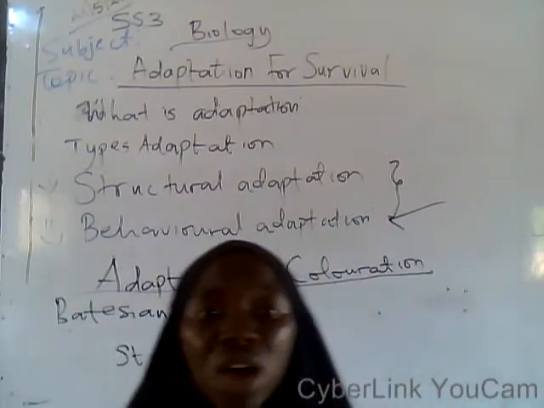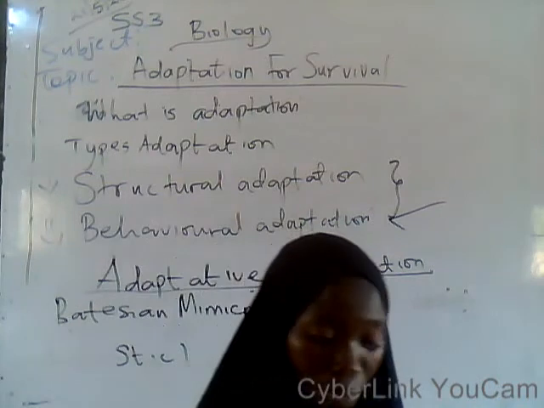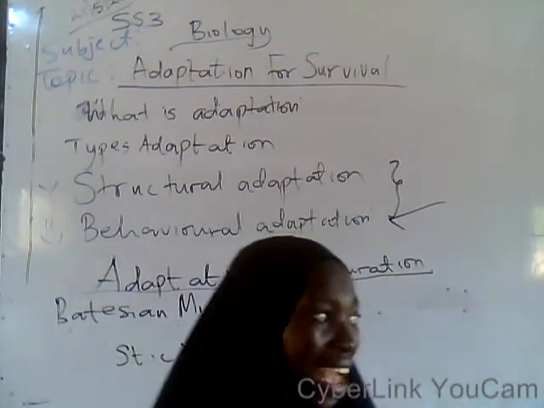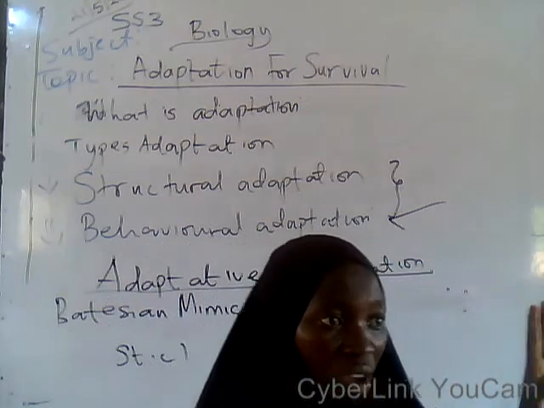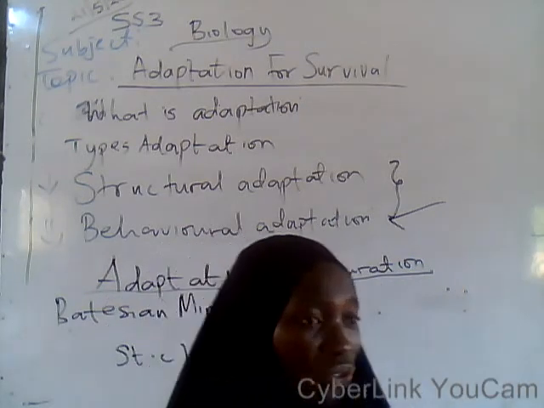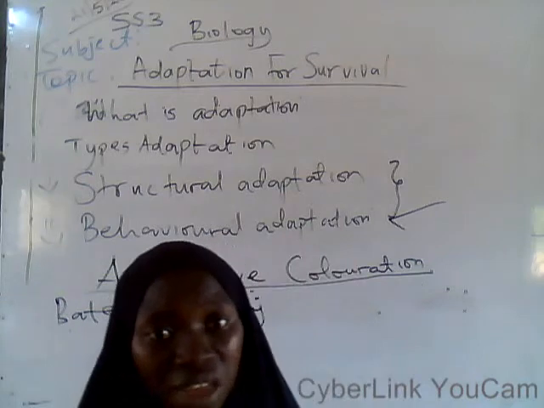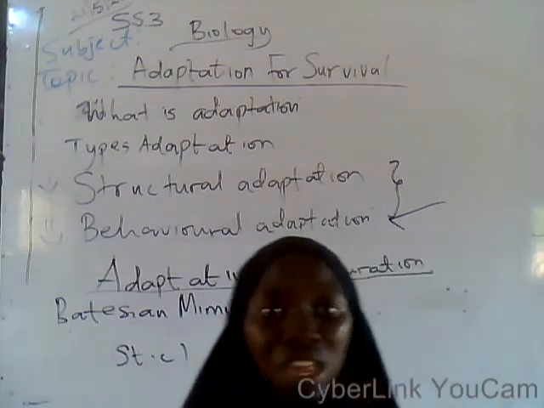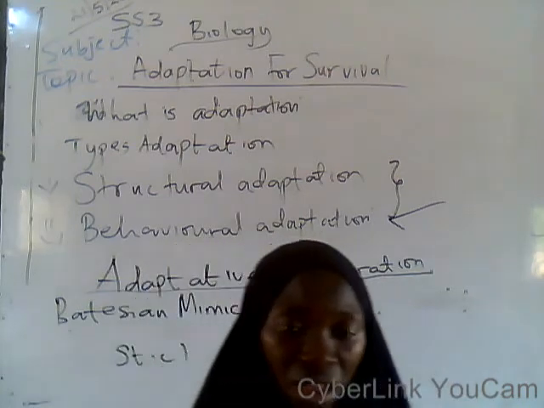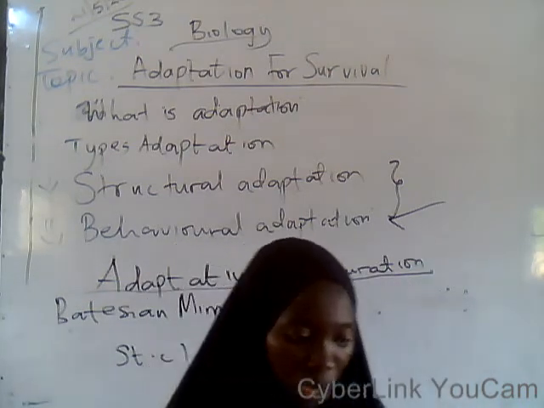Now, we also have adaptive coloration in plants. For example, some plants have very colorful petals. Their flowers are colorful and attractive. Now, what is this adaptive coloration for? It is to attract pollinating insects, such that they will be attracted to come and pollinate them.